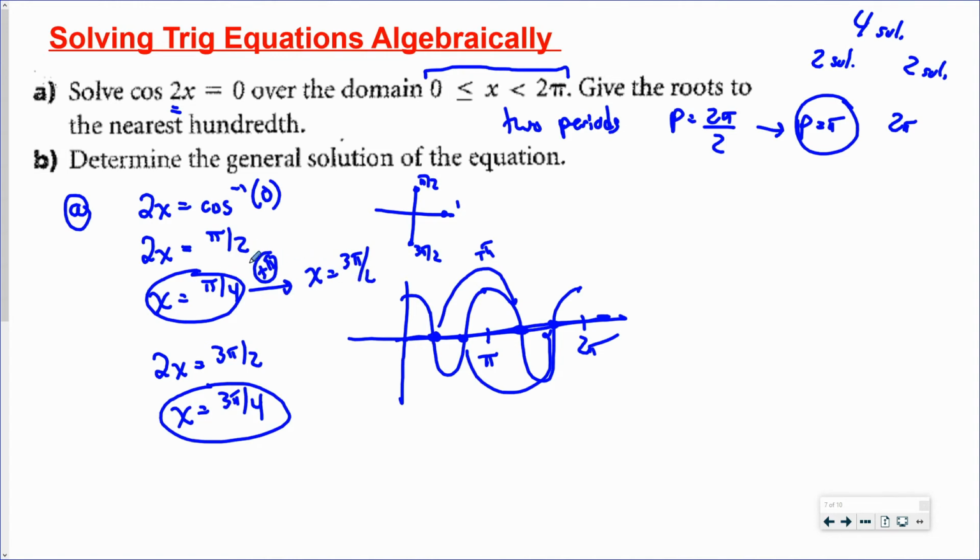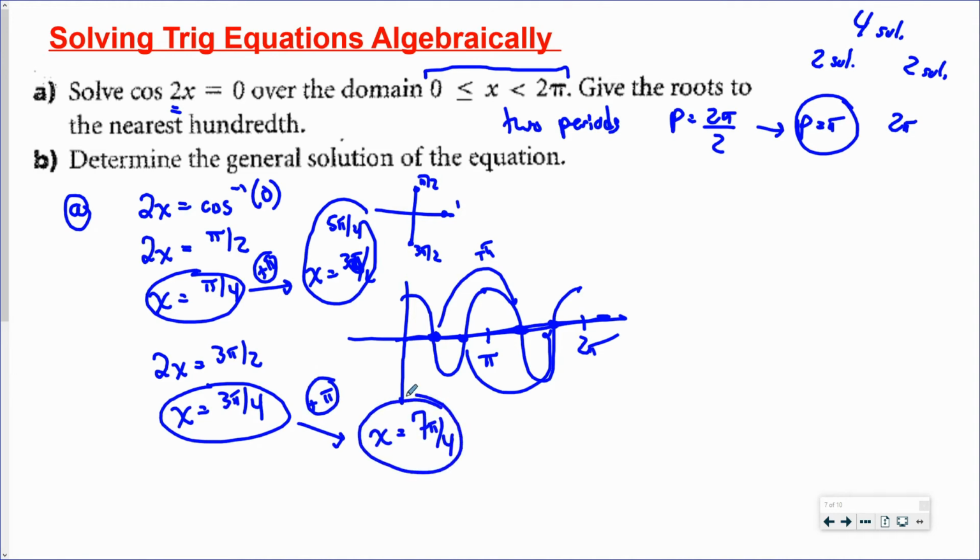Or no, my bad. When I add pi, that's going to be 4 pi over 4 when I get a common denominator. So I'm going to get 5 pi over 4. That was close. Add pi to this one. Again, that's adding 4 pi over 4 when you get a common denominator. So you get 7 pi over 4. There you have it. So there would be the 4 solutions I'm expecting.